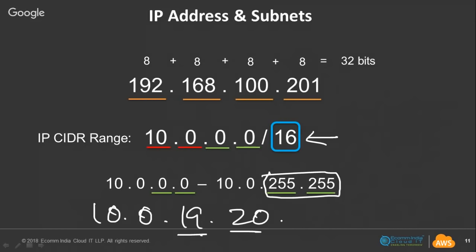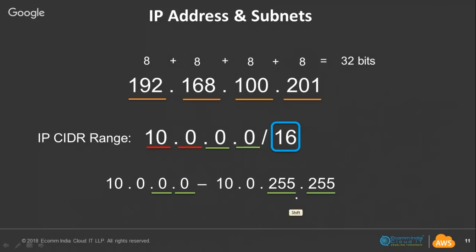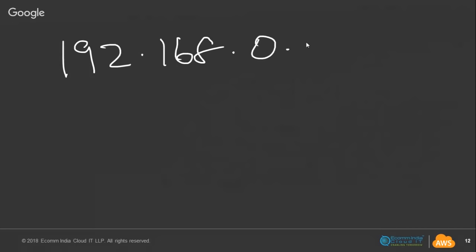Balsundar says 10.0.16.0. So you're giving me another range, but I need a single IP in this range. Let me move on, and I will give you another example to test you on that. Let me say I have an IP address range called 192.168.0.0/24.